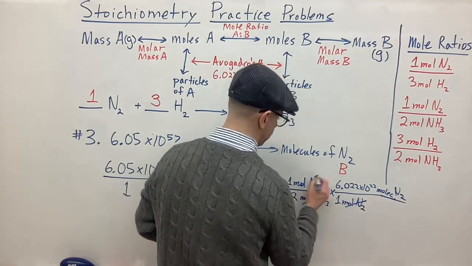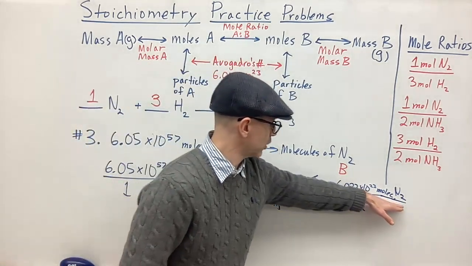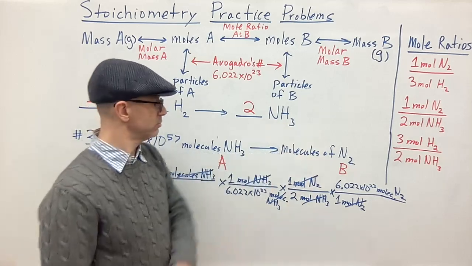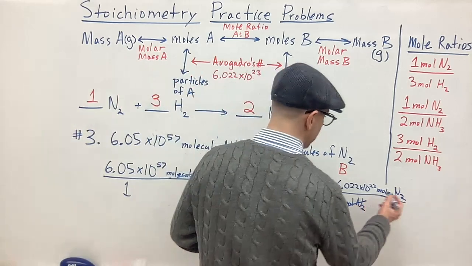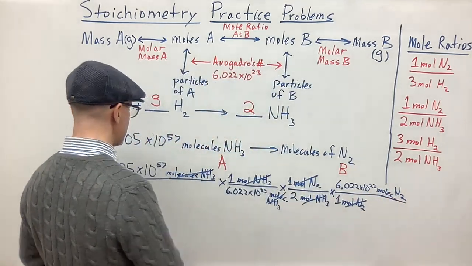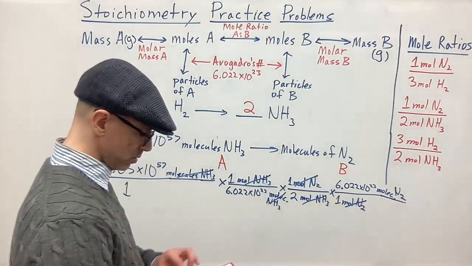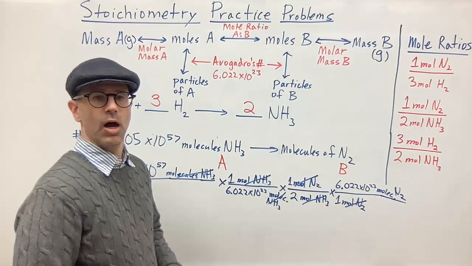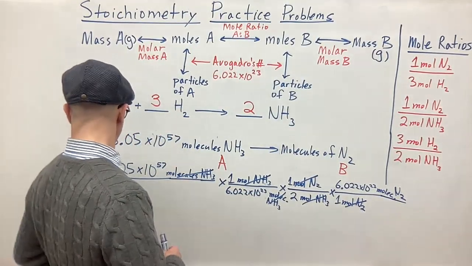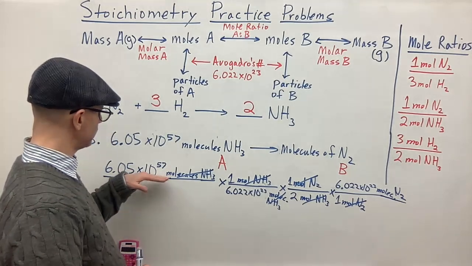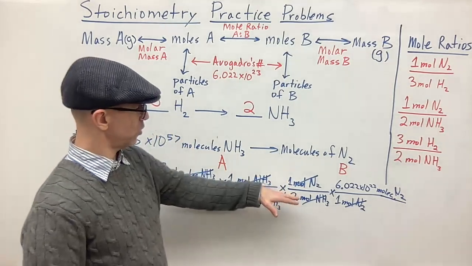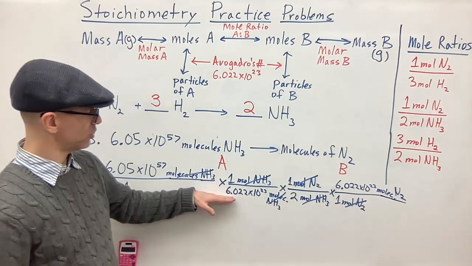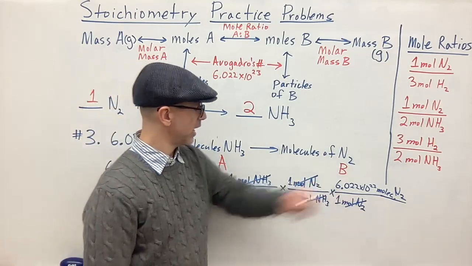So now moles of N2 cancel out. And you'll notice that I have molecules of N2 on top here. So I'm finished because the problem is asking for molecules of N2. So now all I need to do is calculate. Okay, so you calculate this out. You have 6.05 times 10 to the 57 multiplied by 6.022 times 10 to the 23rd, and then you divide by what's on the bottom: divide by 6.022 times 10 to the 23rd, divide by 2, and then you get your answer.